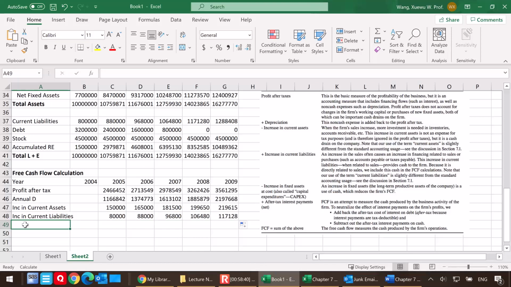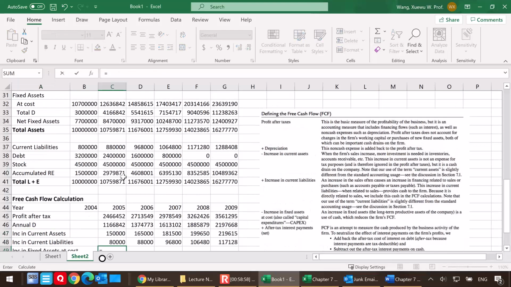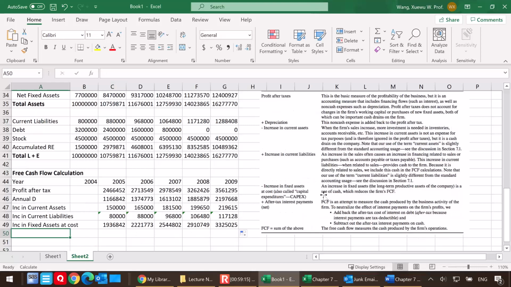And then look at the definition here, increase in fixed assets at cost. So I'll say increase in fixed assets cost. We're going to look at fixed assets at cost for 2005, and subtract the fixed assets at cost for 2004. We're going to actually follow the definition here, and then we're going to look at after-tax interest payment.